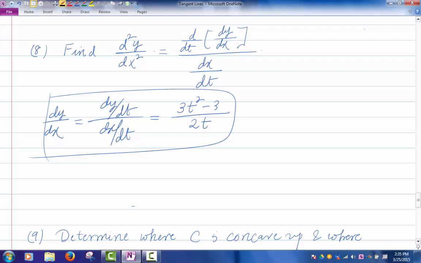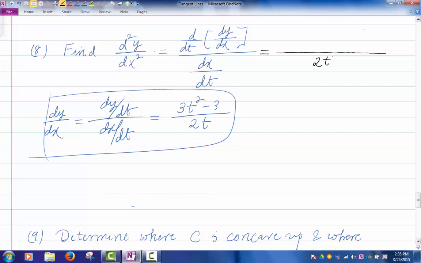Now what am I doing in my second derivative here then? What is it equal to? Well, I know the denominator already, right? What's the denominator? dx/dt, which is what? 2t.